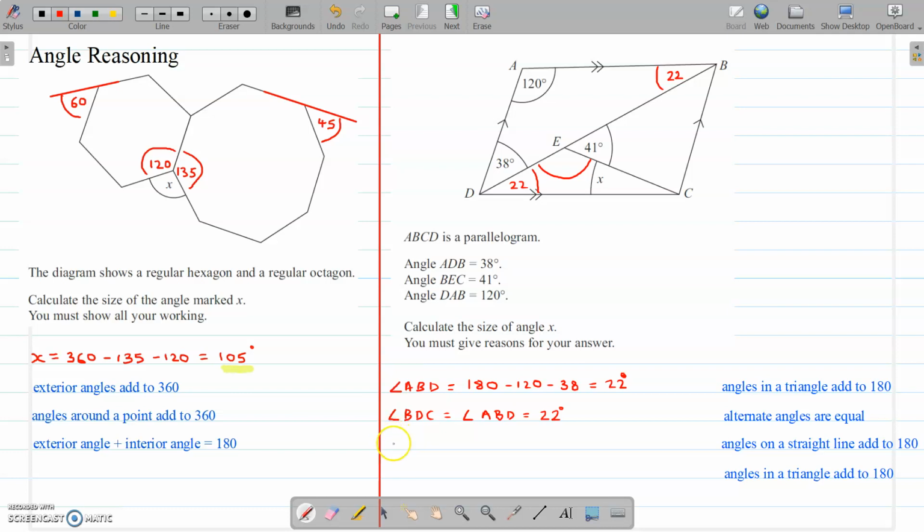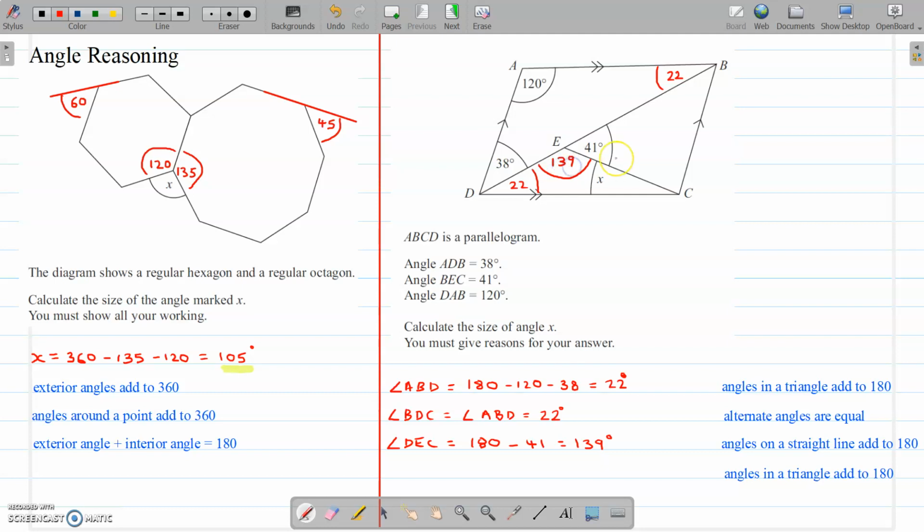Okay, now I'm going to work out this one here, and I'm going to do that by saying that angle DEC is going to be on a straight line, you see, with the 41. So angle DEC is going to be 180 minus 41, okay, and that makes 139 degrees. And the reason for that is because angles on a straight line add to 180. All right, so that is 139.